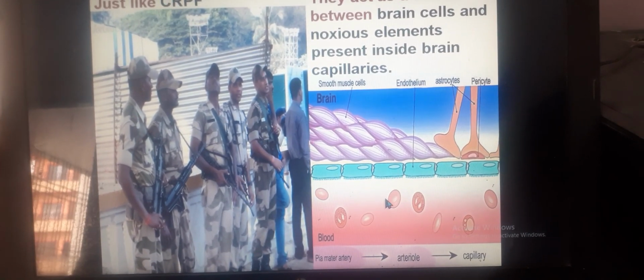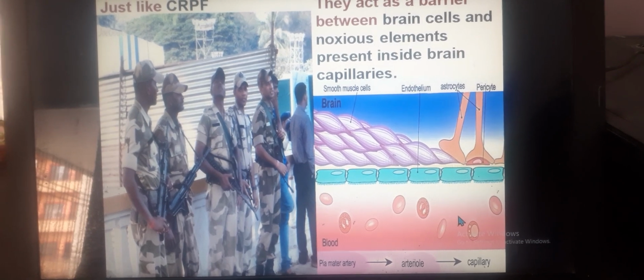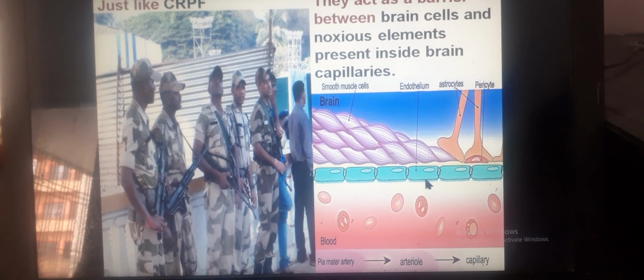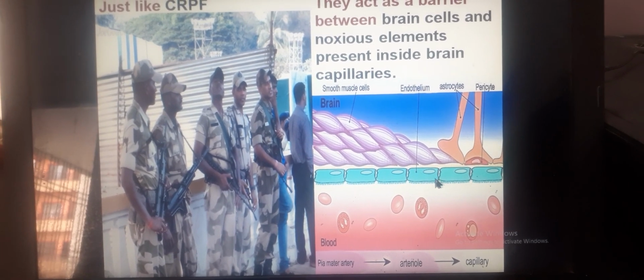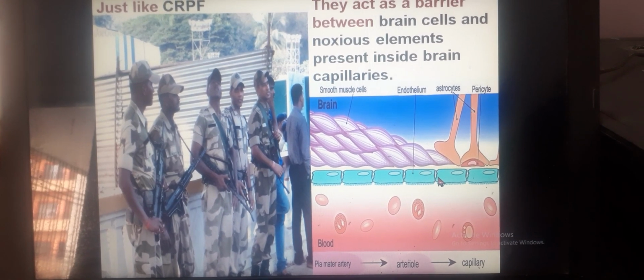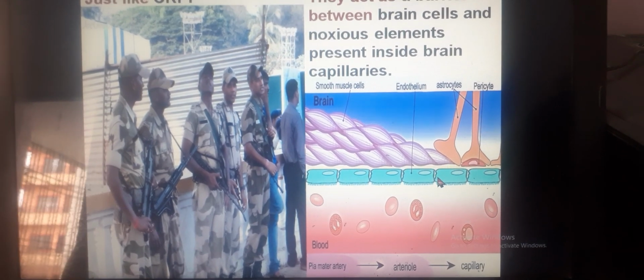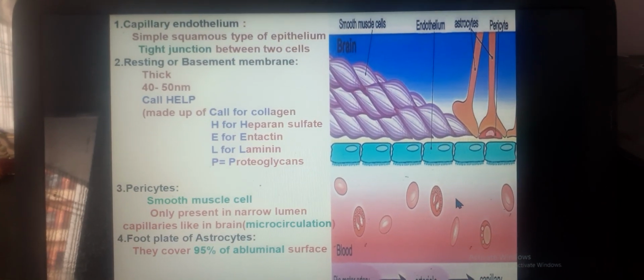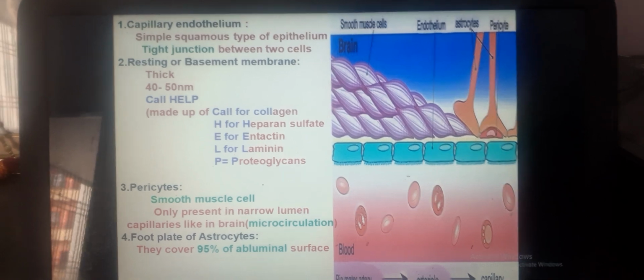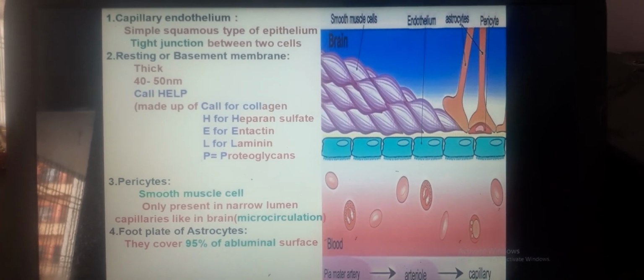Here you can see the blood flowing in the capillaries, and in blue color, these are the capillary endothelium. It rests on this white layer, which is the basement membrane or resting membrane. This is the footplate of astrocyte, and these are smooth muscle pericytes. Now let us know two lines about each.